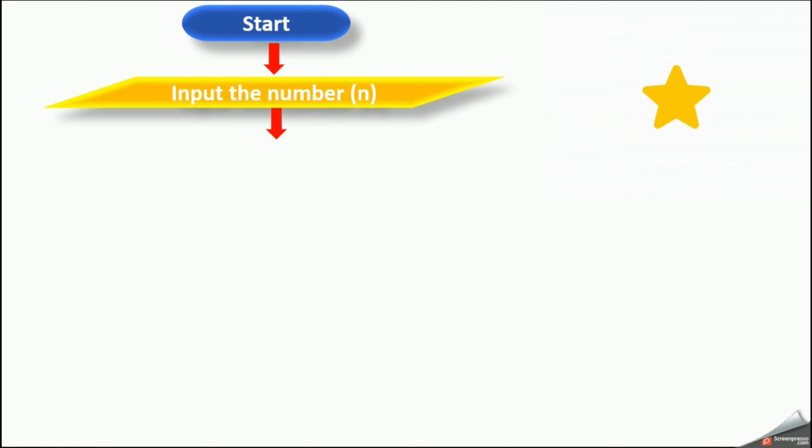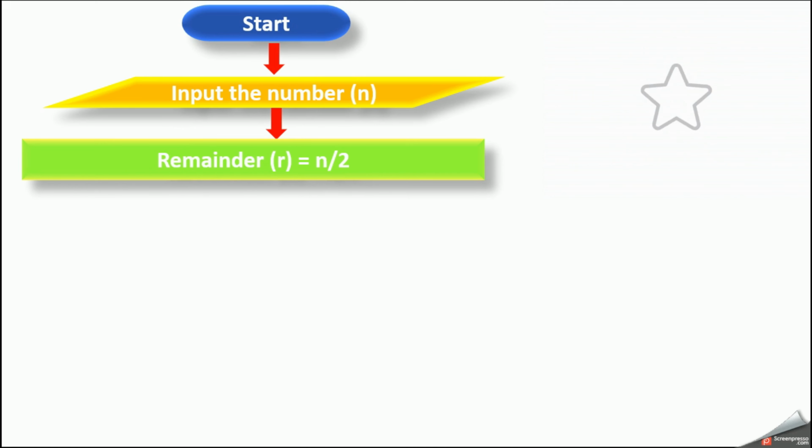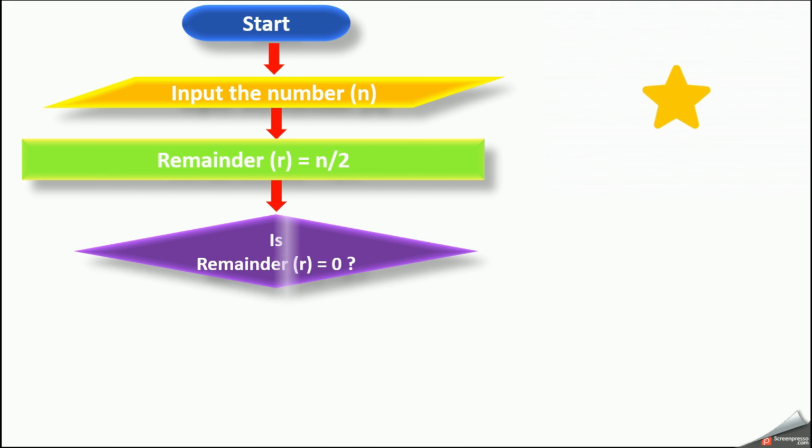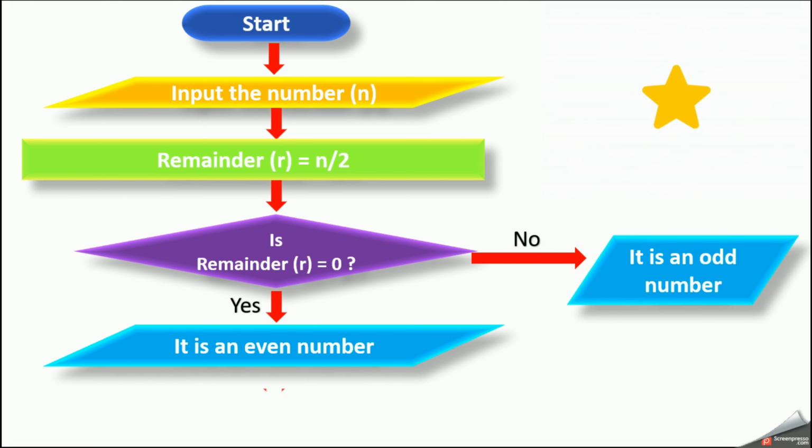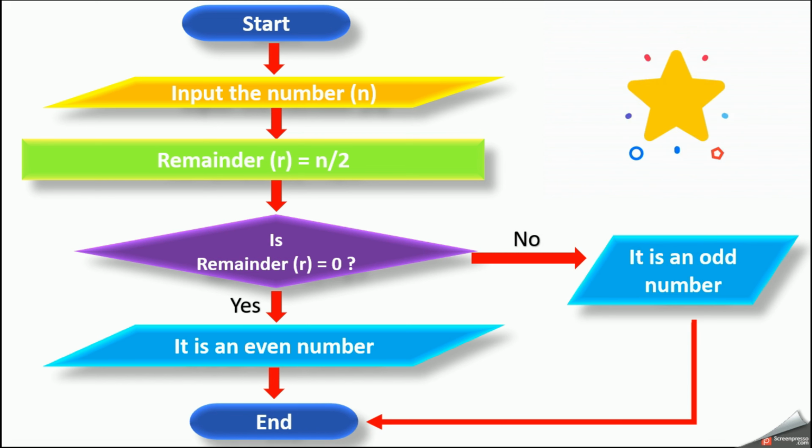Then we should check the remainder after dividing by 2. So, now I should decide what will happen once after I get the remainder. As I explained before, if the remainder is equal to 0, it will be an even number, else it will be an odd number. Now we can end both output boxes like this.